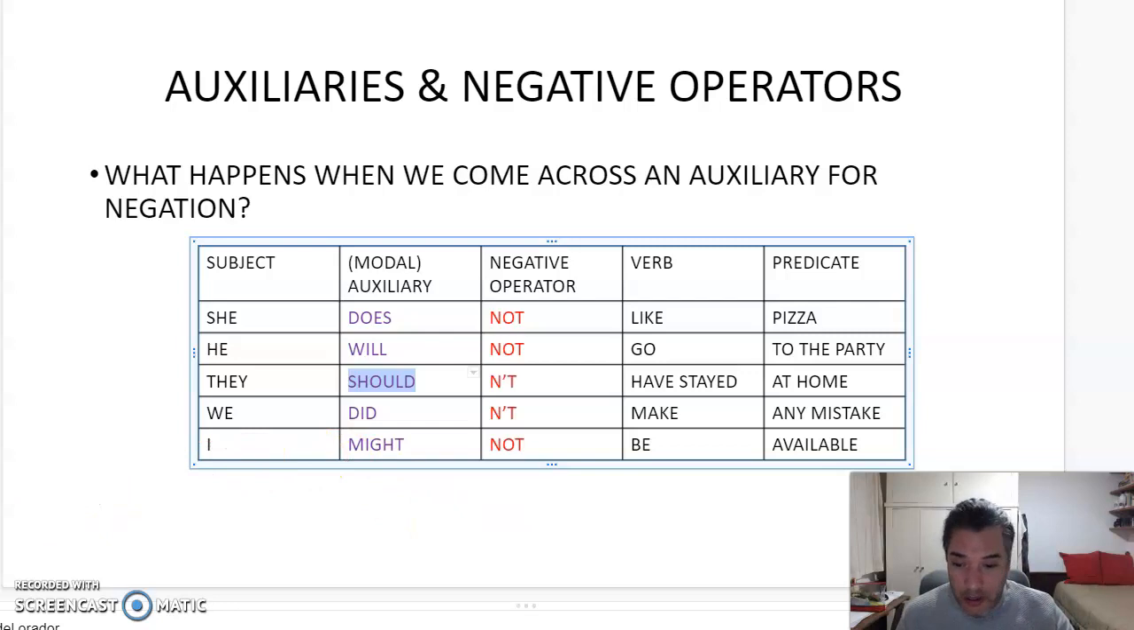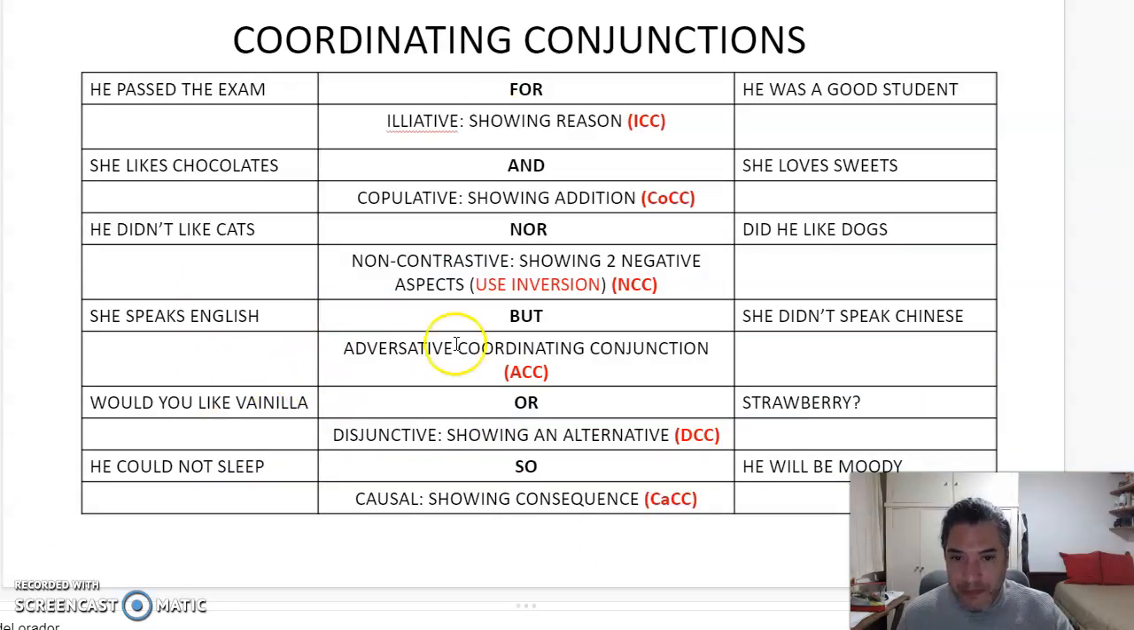And to finish, what happens if I come across a coordinating conjunction? Okay, what happens? Well, remember FANBOYS? For, and, nor, but, or, so?